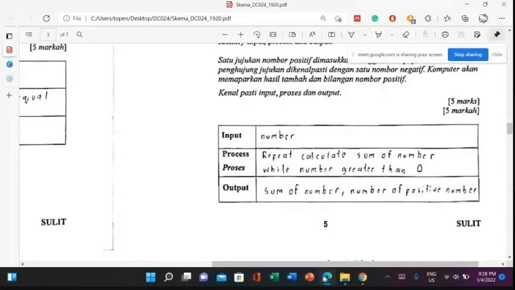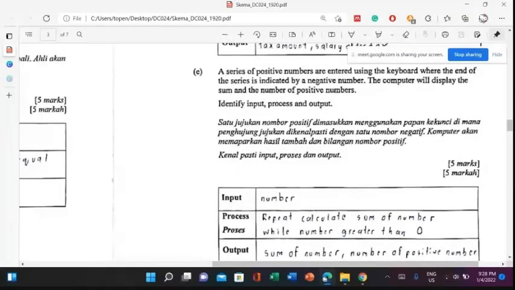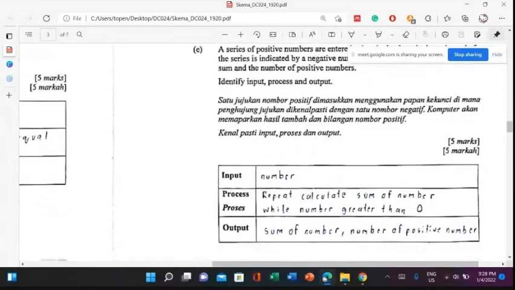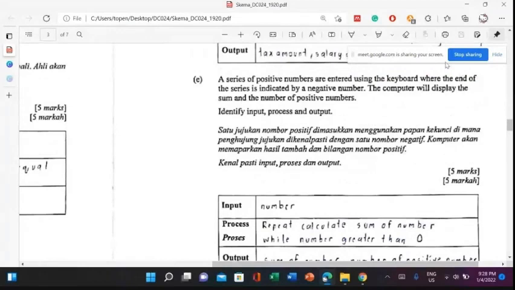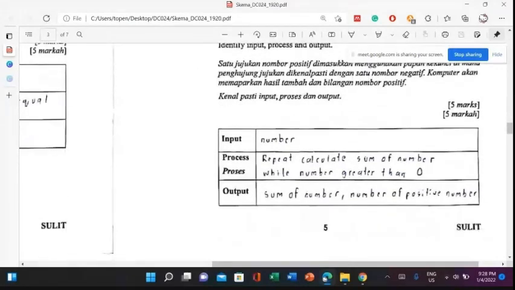Okay, so we need to repeatedly calculate the sum of numbers while the number is greater than 0. Since the question mentioned that once a negative number is entered, it will stop the repetition. And our output, since the question asks for 2, there are going to be 2 outputs. The first one is the sum of numbers and the second one is the number of positive numbers.